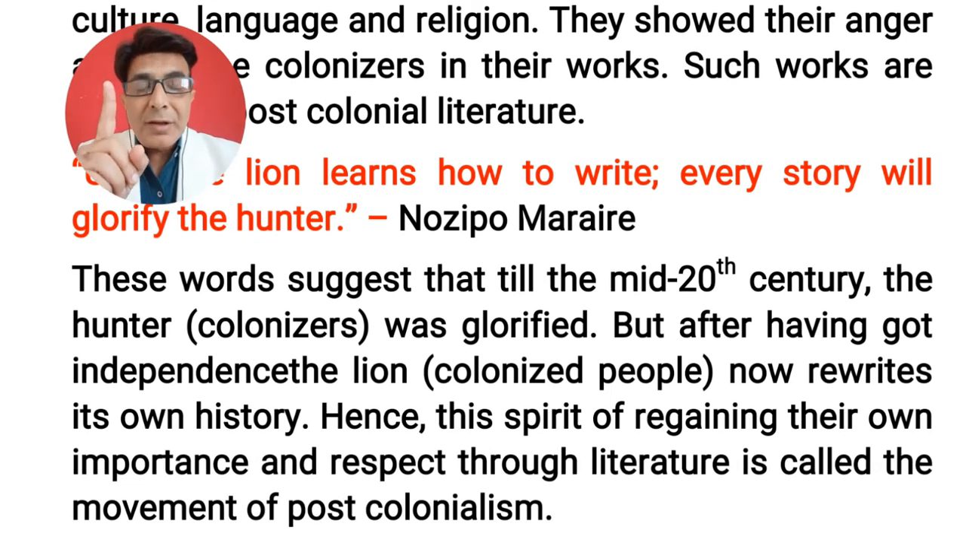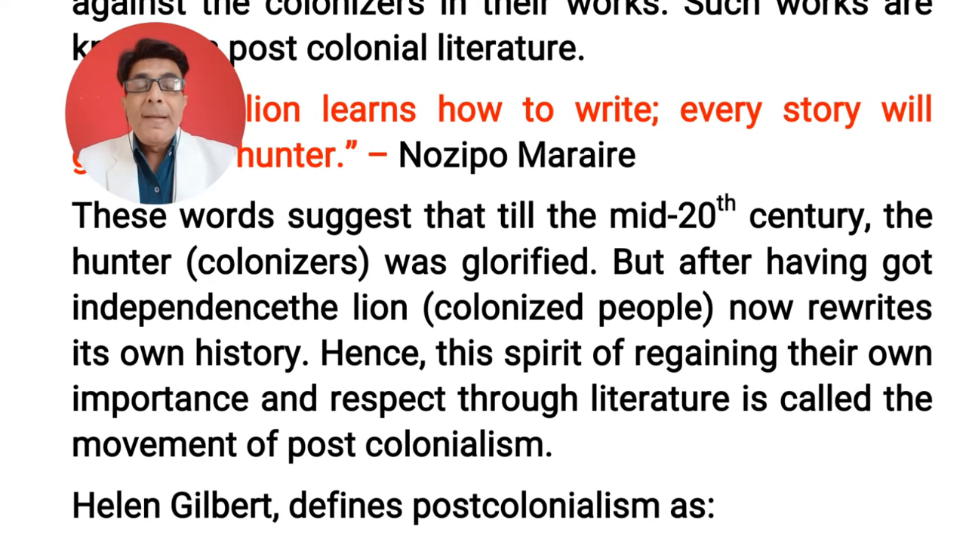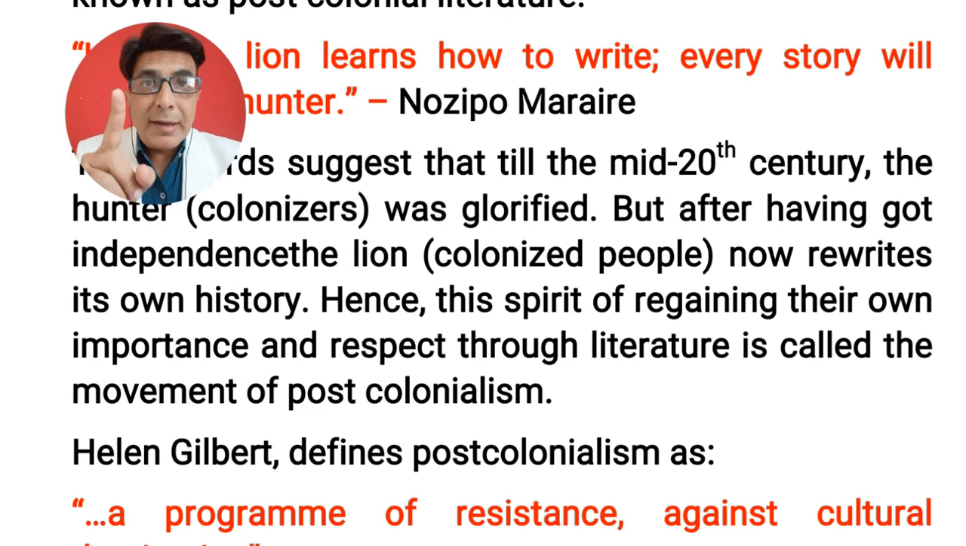Because after the mid 20th century, the hunters were glorified. Who were the hunters? The Britishers, the Europeans. Because they wrote their story. Not only their story, they wrote even our story. So they glorified themselves. In their literature, the Europeans presented themselves, though they were hunters, as heroes. So the lion was captured by those people. Lion means the colonized people, we people, right?